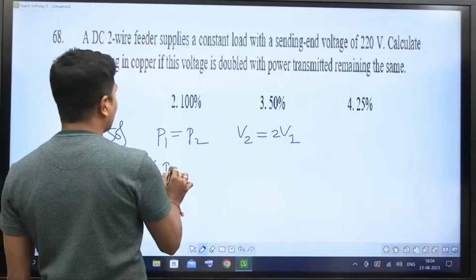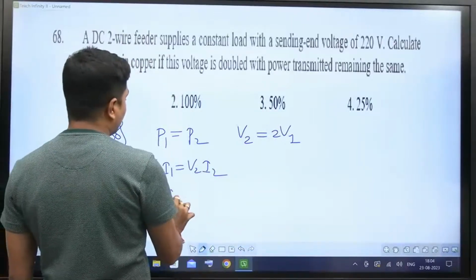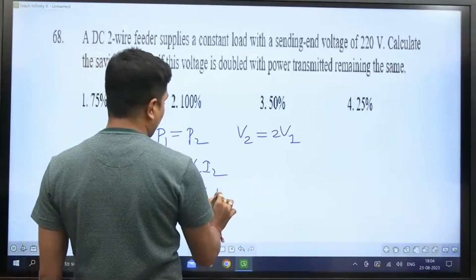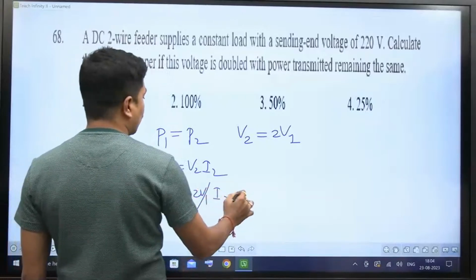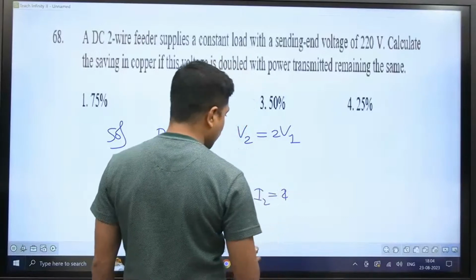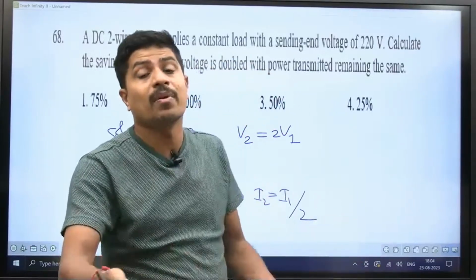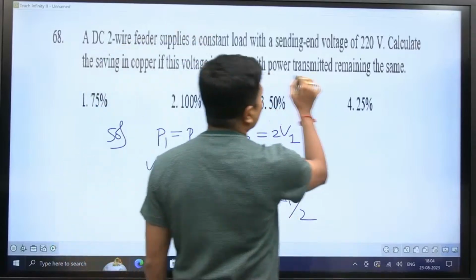V1 I1 is equal to V2 I2. If V2 is 2 times V1, then this gets cancelled, and from this one, I2 is equal to I1 by 2. If voltage doubles, current is halved, and only then is power constant. He said that power transmitted is the same.